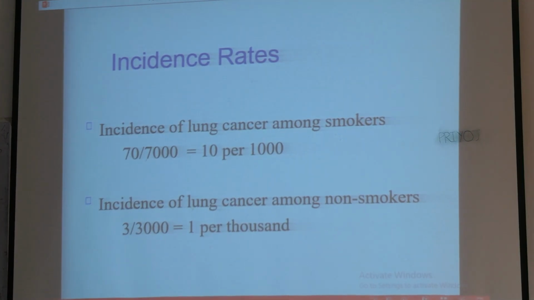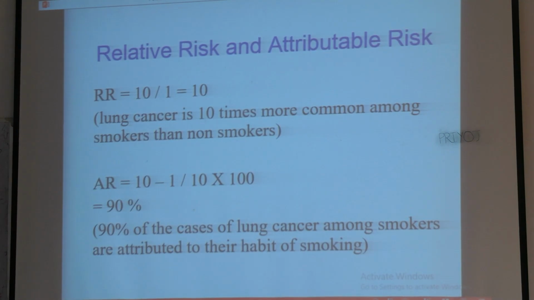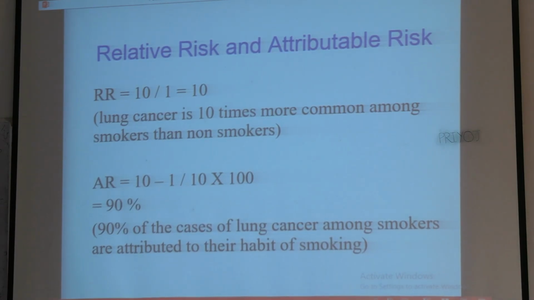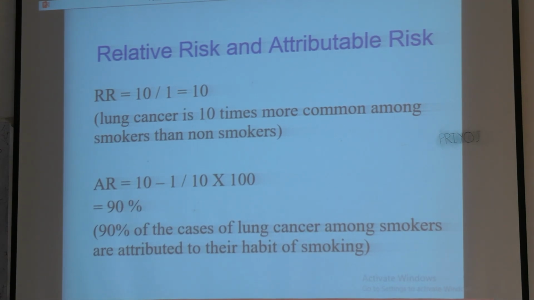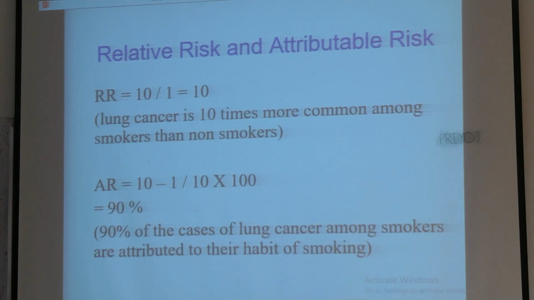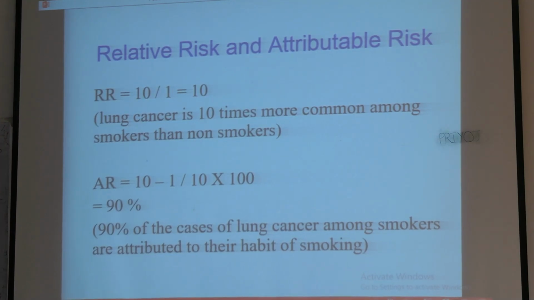So what does this figure mean? 10 per 1,000 and 1 per 1,000, what is the difference? Smokers have 10 times more risk. So relative risk is 10 divided by 1, which is 10. Lung cancer is 10 times more common among smokers than non-smokers. And attributable risk is 10 minus 1 by 10 into 100, which is 90%. So 90% of cases of lung cancer are attributed to their habit of smoking. Is this clear?